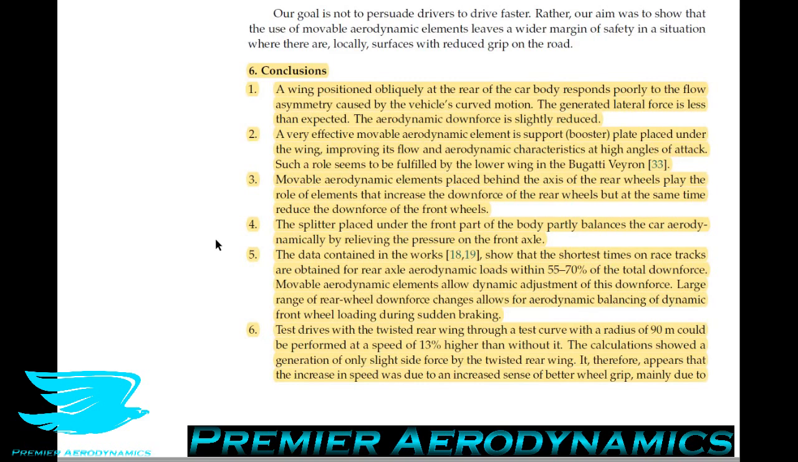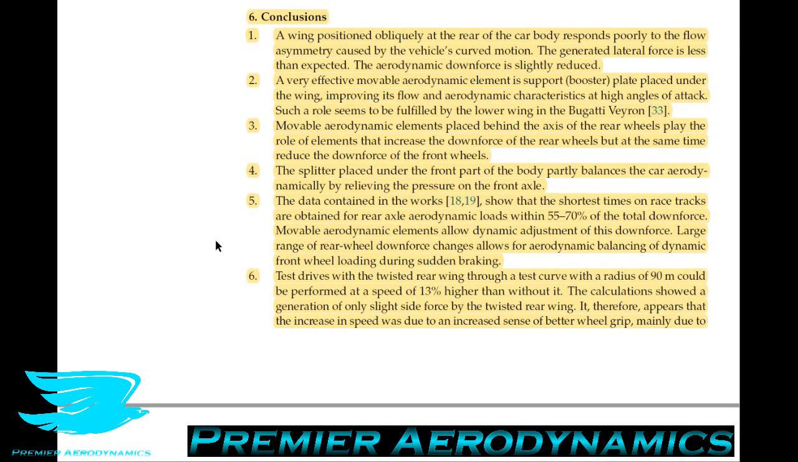The fourth conclusion is that the splitter plate under the front part of the body partly balances the car aerodynamically by relieving the pressure on the front axle. The fifth conclusion is that the data contained in works from references 18 and 19 show that the shortest times on racetracks are obtained from rear axle aerodynamic loads within 55 to 70% of the total downforce. So in other words, loading the rear axle more than the front axle will give you better times around tracks, generally speaking, than loading the front axle more. And that ratio is about 55% to 70%.